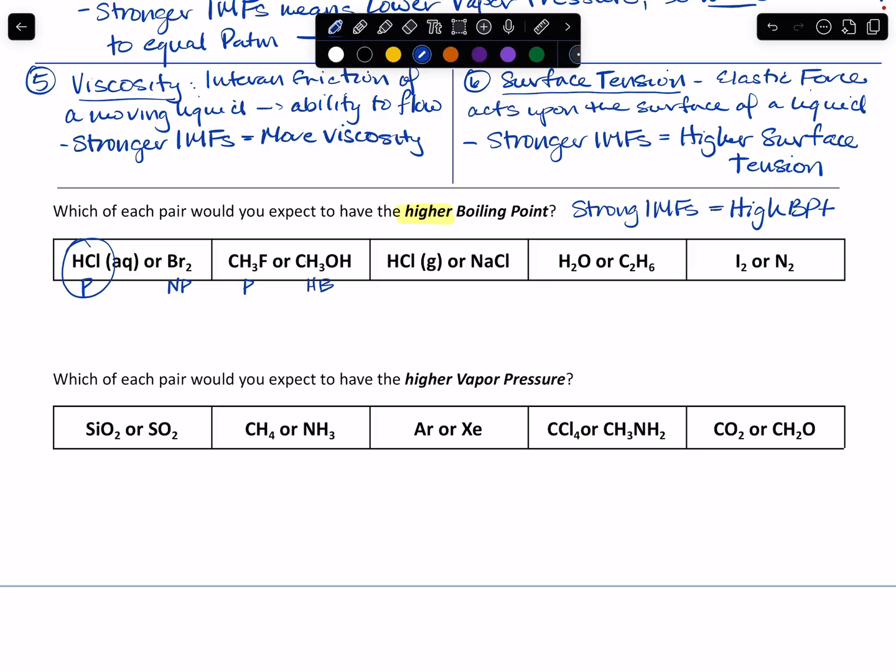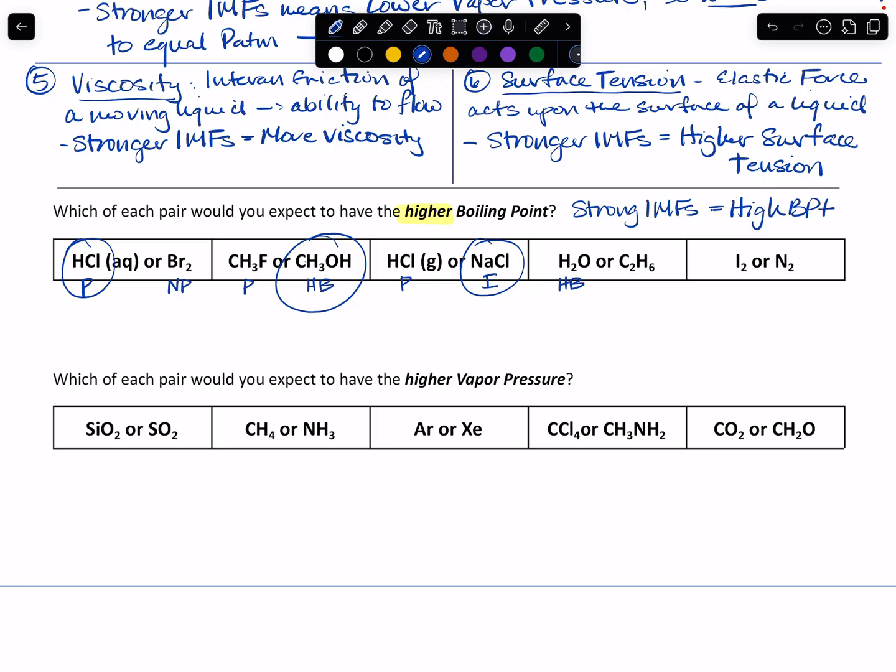CH3OH has hydrogen bonding capabilities. All right, so that hydrogen bonding is going to take CH3OH above CH3F in terms of intermolecular force. All right, HCl is polar, NaCl is ionic. So NaCl's ionic bonding is going to be much stronger than HCl's polar interactions. So we're going to have a higher boiling point for NaCl.